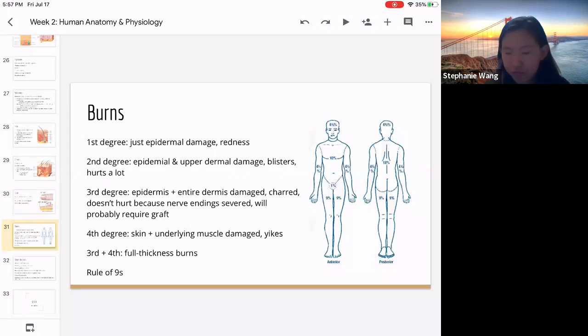Like, for example, the front head represents 4.5. So this is just a good way to see burn area, to estimate burn area.